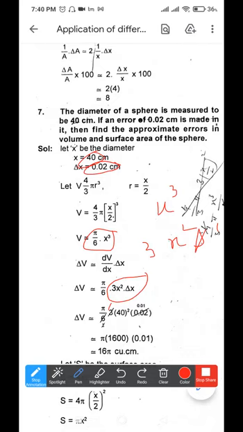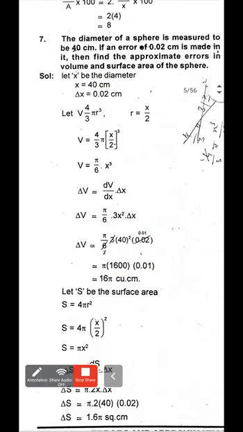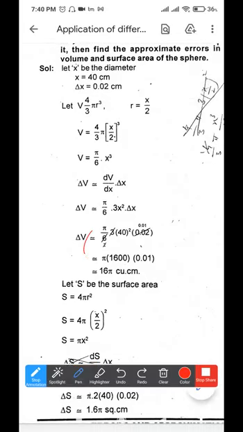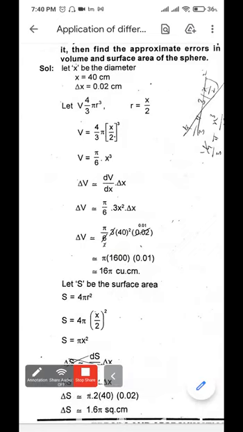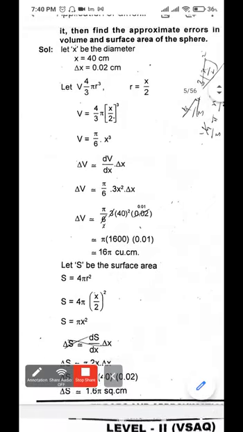Now divide. 3 ones are 3, 2, then 2 ones are 2, 0.01. Then open the squares and multiply, and we'll get the final answer as 16 pi. Since it is volume, we are writing centimeter cube. Now we know the change in volume, that is delta V.